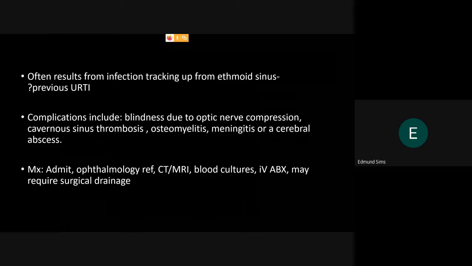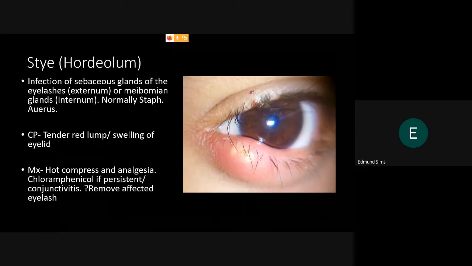So from quite a major diagnosis to quite a small diagnosis, a stye. This is literally an infection of the sebaceous glands of the eyelashes or the meibomian gland. We'll talk about what the meibomian gland does in a second, and it's normally a staph infection. So you have a tender red lump and swelling of the eyelid. I suspect a lot of you will have had one at some point.